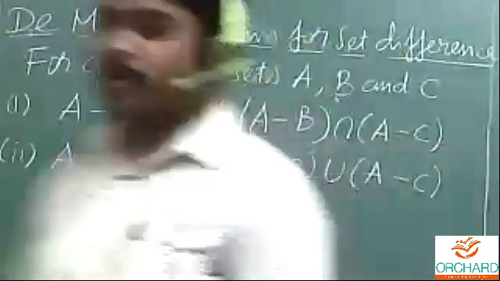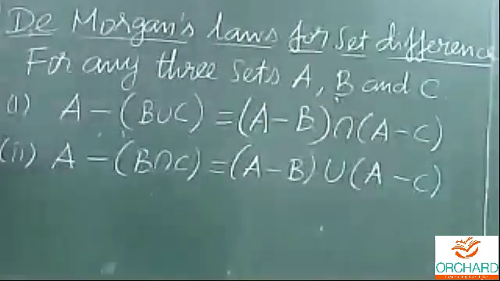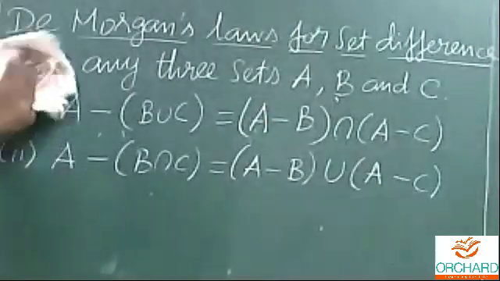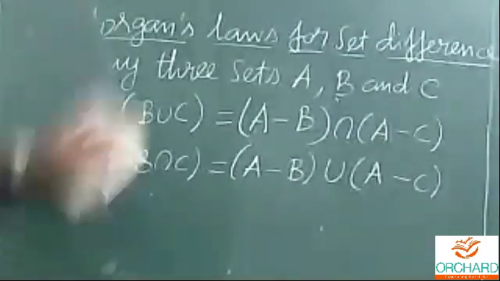Okay, next we'll move on to draw the Venn diagram for De Morgan laws of set difference. Example number 1.23. Now we can go through your textbook.